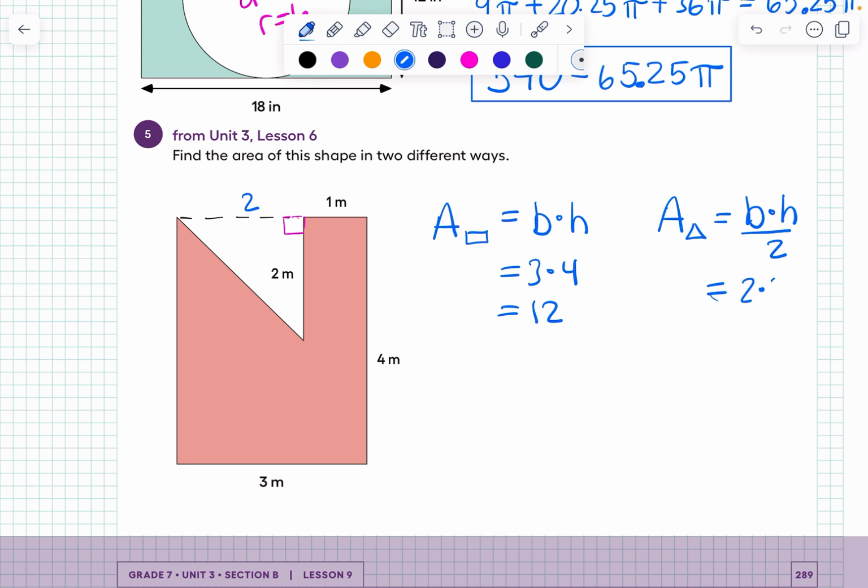So I have 2 times 2 divided by 2. 2 times 2 is 4. 4 divided by 2 is 2. And all we have to do is take 12 minus 2 to get 10 meters squared.